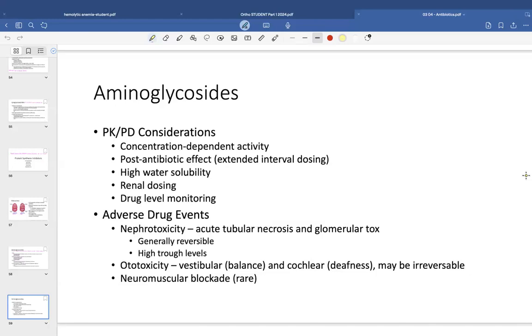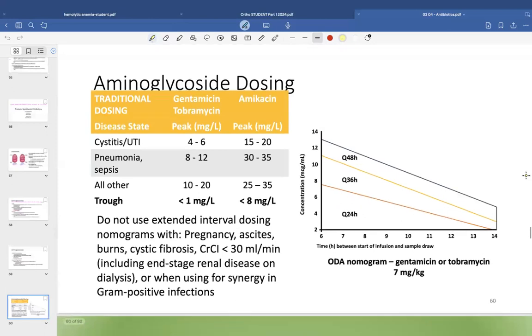So again, concentration dependent killing. We monitor very often both the peak and trough levels. The peak we want to be as high as possible, as tolerated, and then the trough, because of the kidney toxicity and post-antibiotic effect and all these other clinical benefits and the risks, we want the trough to be as low as possible. Gentamicin and tobramycin have the same potency, so we are targeting peaks of 4 to 6 for UTI.